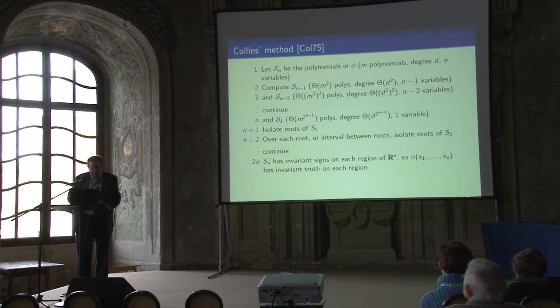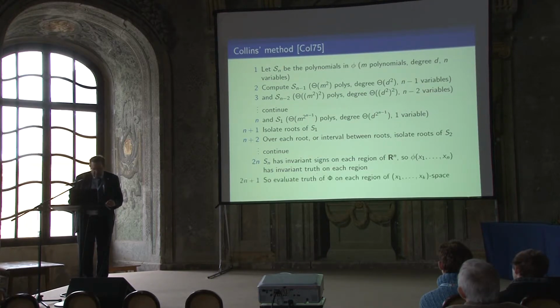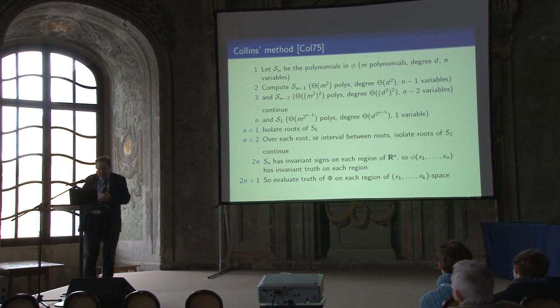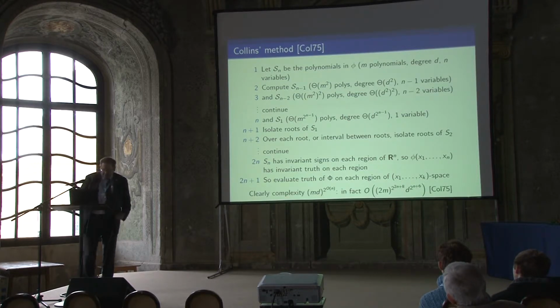And therefore, if each Sn has a constant sign, phi n has a constant Boolean value, true or false, on each cell. And then we evaluate the truth of the whole quantified statement on each region of x1 through xk space, and the true cells tell us what the answer is. That gives us the formula phi.